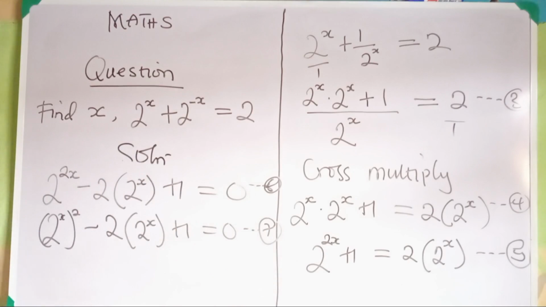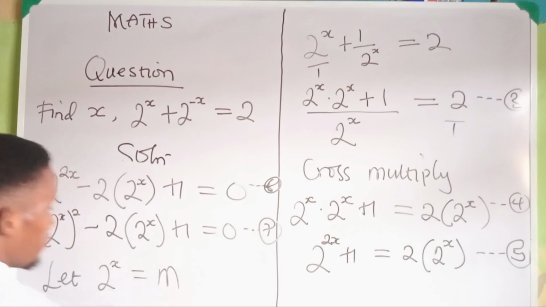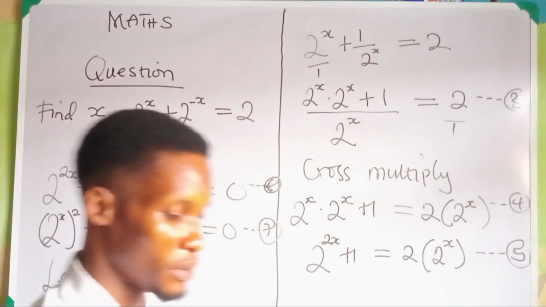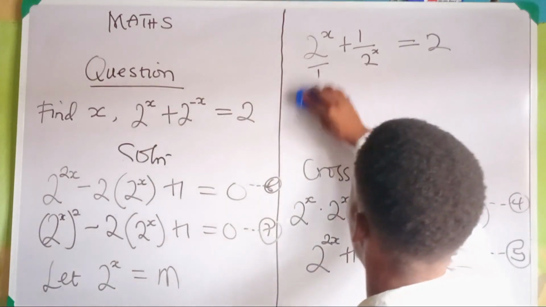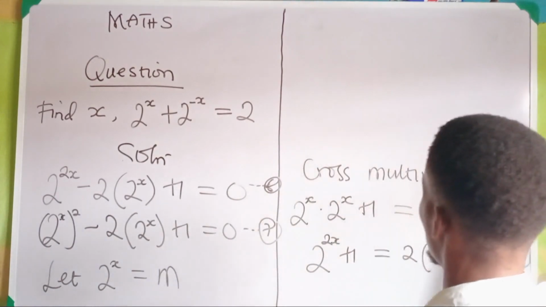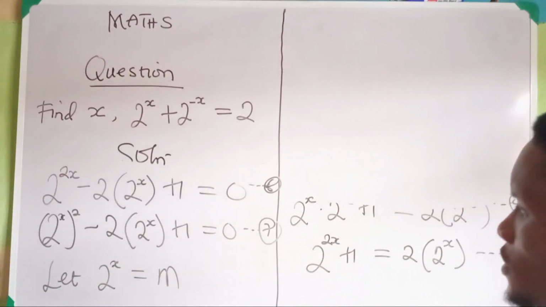From here now, we can say let 2^s equal M. You can use any letter to represent it. For me, I am using M to represent that. So what do you do if you reach this point here now?